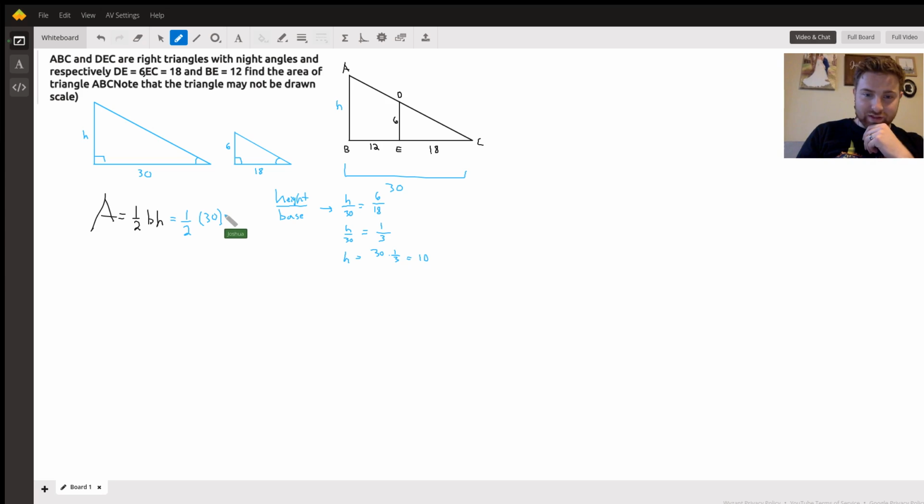So now I can plug that into our little formula. We just figured out the height. We can easily compute that. So 30 times a half, what is that, 15? 15 times 10, that's 150. All right, and that is the answer.